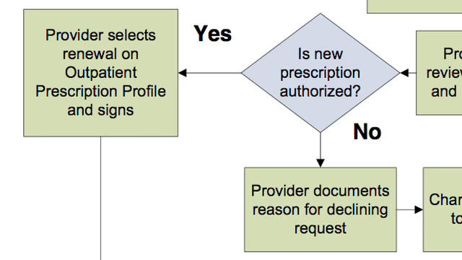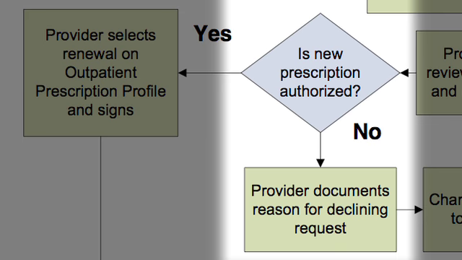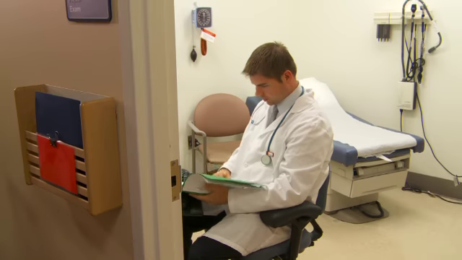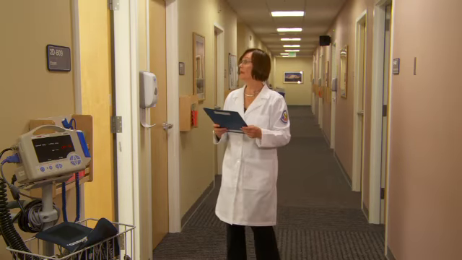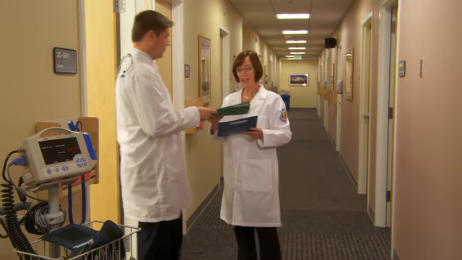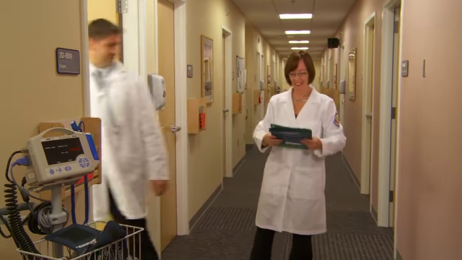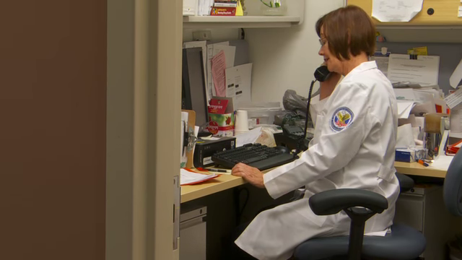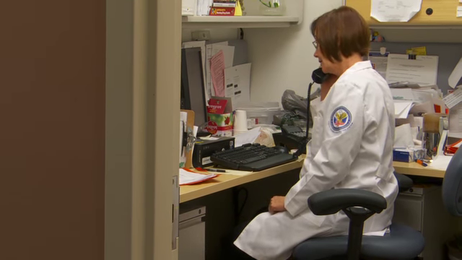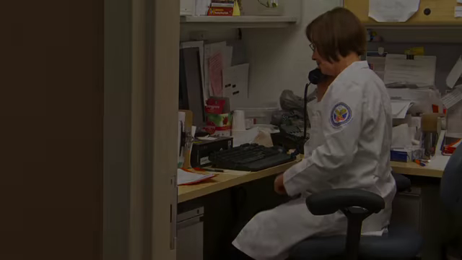Let's go back to decision point number 2. Following is the process used when the prescription is not authorized by the provider. The provider documents the reason for declining the prescription request and returns the file to the nurse. The nurse then reviews the chart and calls the patient to explain why the prescription can't be refilled. She also documents the conversation in the patient's chart.